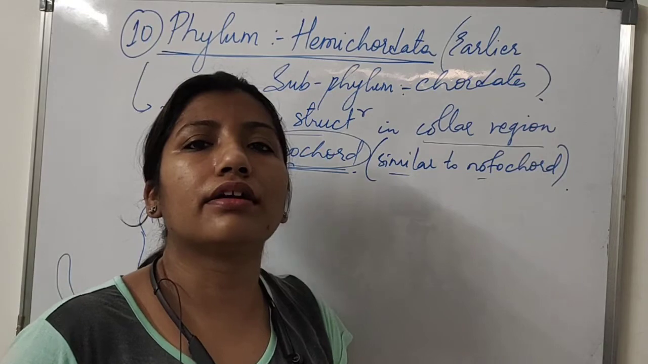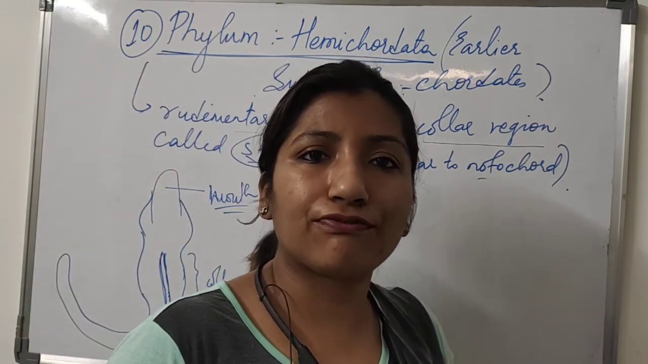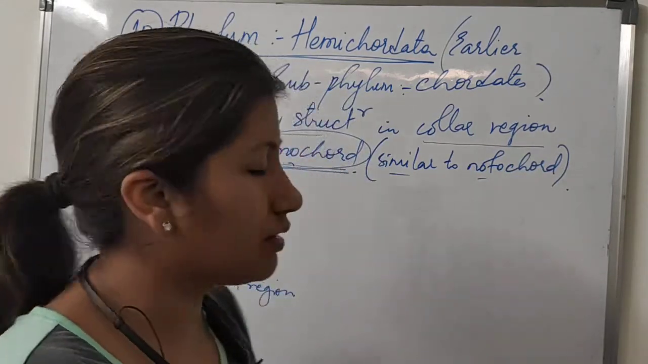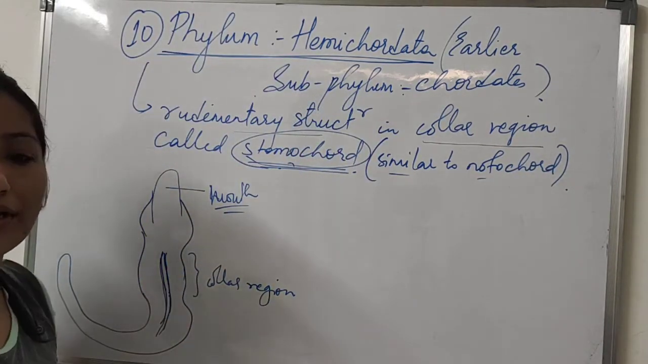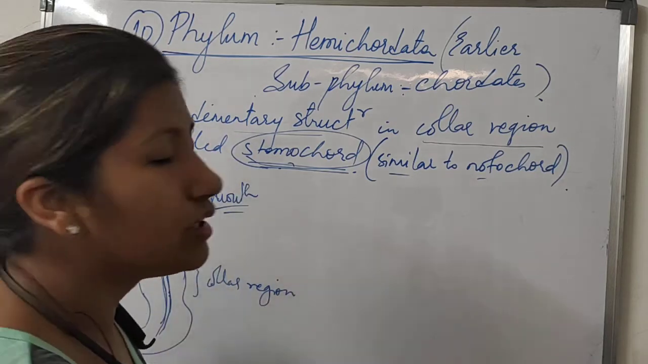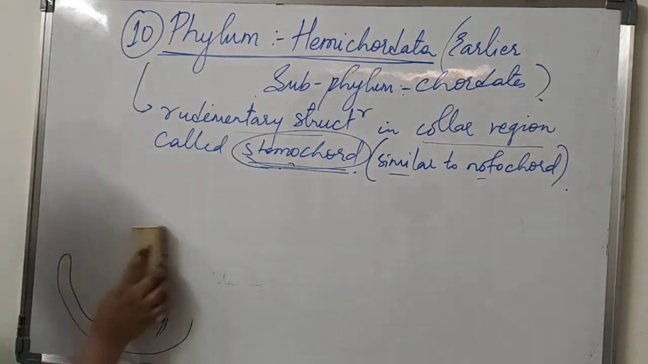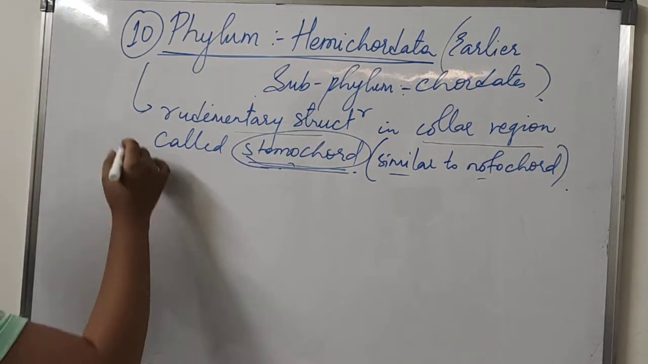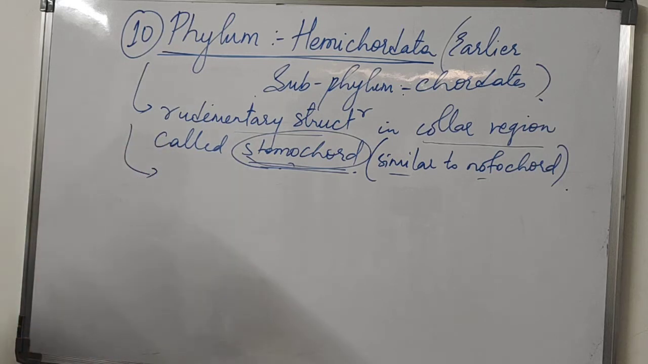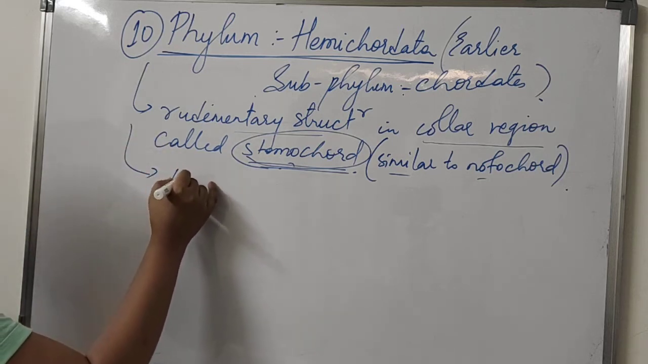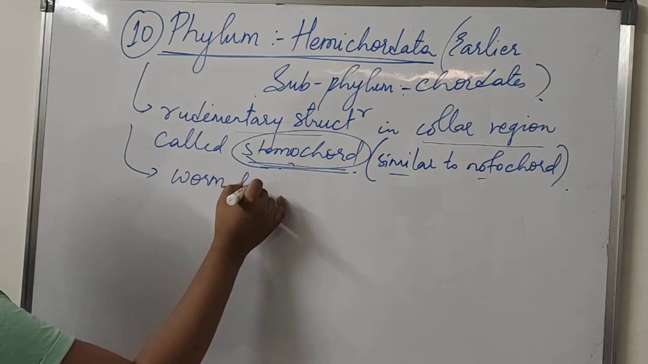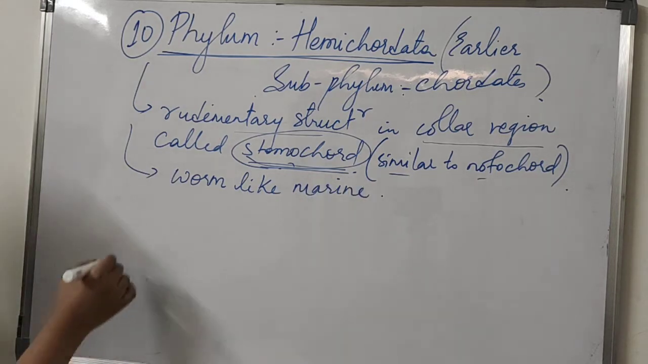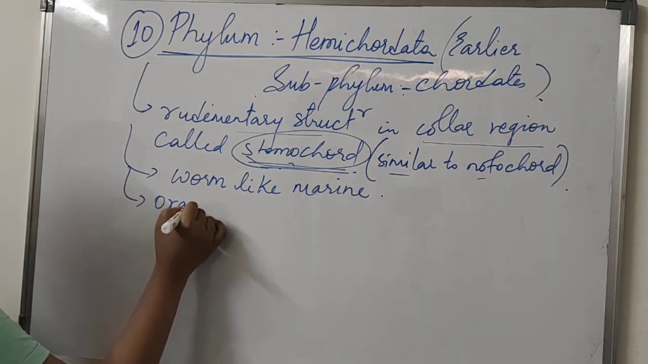So that's why earlier it was thought that they have a backbone, and so they were considered under the chordates. Then later on it was seen that this notochord has no vital function, it's rudimentary. Since it was rudimentary, Hemichordata was removed from the chordates. Now, how are these organisms and what are their habitats? They are worm-like marine animals, and their organization is organ system level.